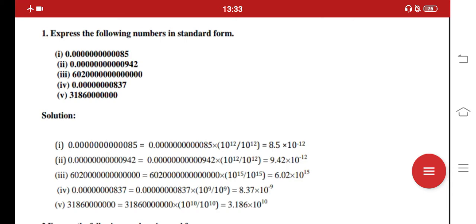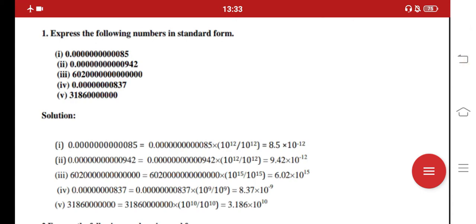See here, the first question is given: 0.0000000000085. It means in total, how many zeros are we having? In count, we are having a total of 11 zeros. So let me give you a key concept for this type of question. If the question is given in decimal and you have to convert it into standard form, just count the number of zeros excluding the given digits. See, there are a total of 13 digits given after this decimal. But if we count only zeros here, there are a total of 11 zeros.